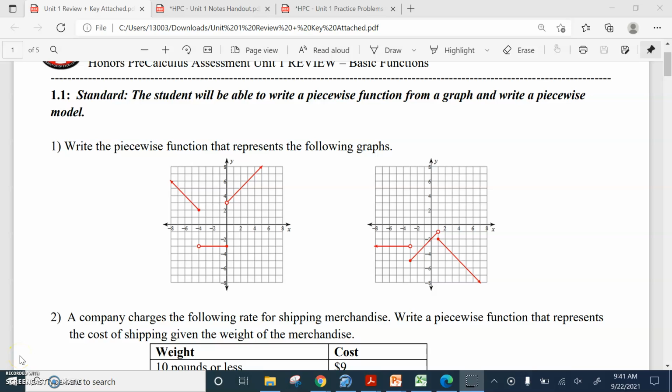All right, we're going to go through this, hopefully this entire review packet here in just a couple of videos. So I'm just going to jump right in. Question 1 has two different piecewise function graphs. So let's start by writing the first over here on the left. Let's write that piecewise function out.